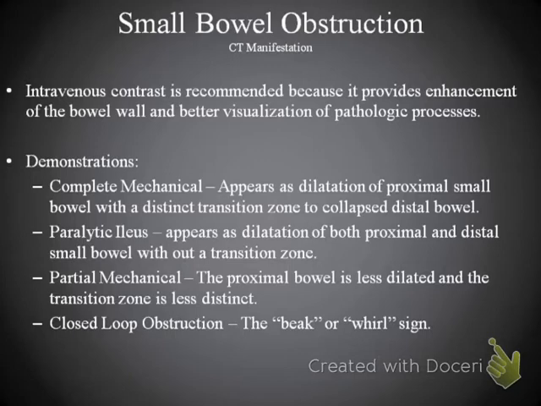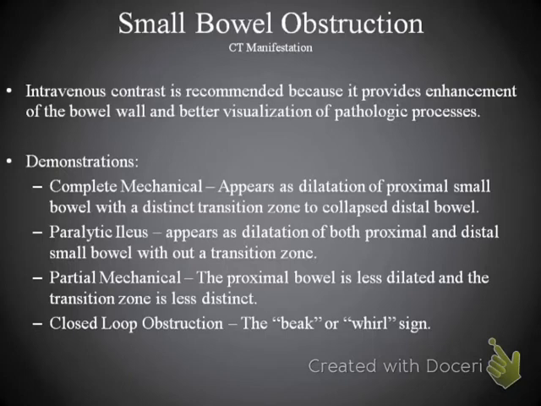Demonstrations, though, we have a complete mechanical, which appears as a dilatation of proximal small bowel with a distinct transition zone to collapsed distal bowel. So in a complete mechanical obstruction, what you're going to look for is dilated bowel loops, and then there being a zone to where it actually becomes normal collapsed bowel loops. Paralytic ileus appears as a dilatation of both proximal and distal small bowel, but without a transition zone. Partial mechanical, the proximal bowel is less dilated and the transition zone is less distinct.